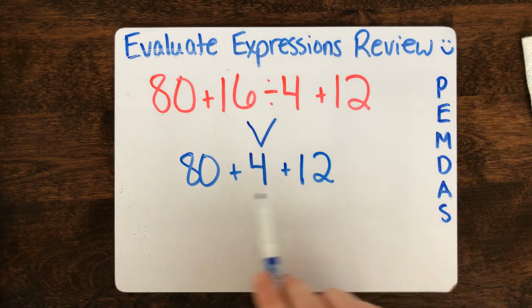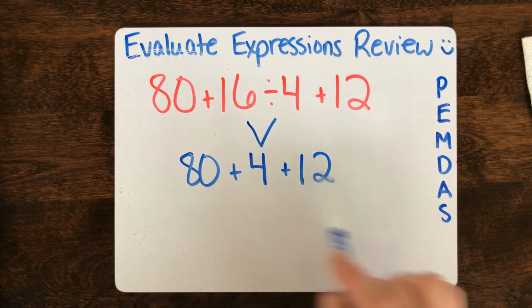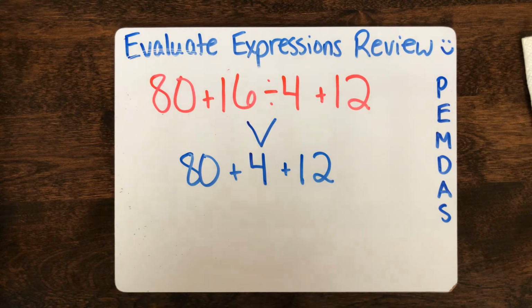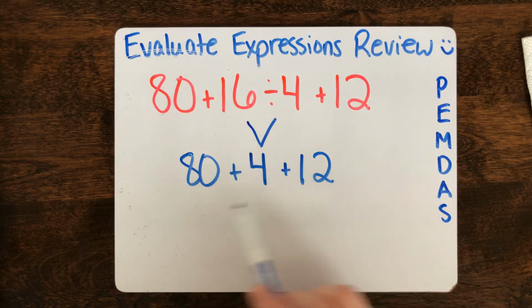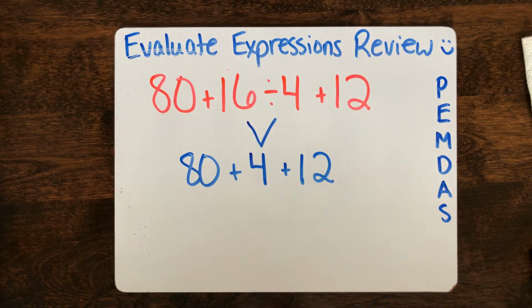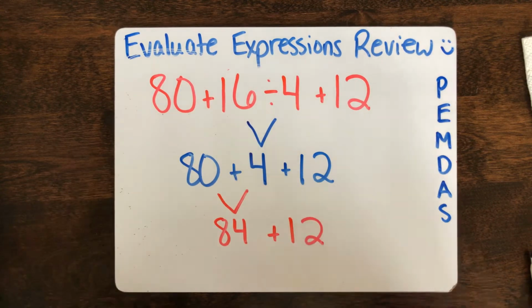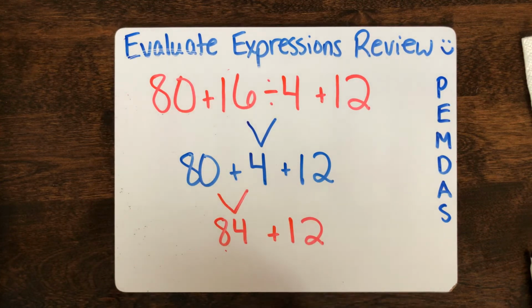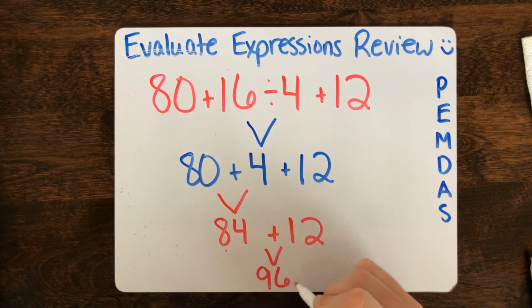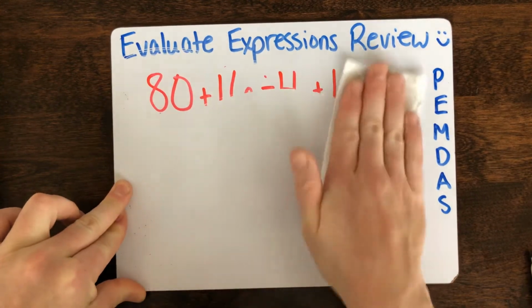Now we only have addition. We also know a certain property that no matter how we add, if it's all addition, we get the same answer, which is called the commutative property. But also, when we just have addition, we can go left to right. So let's do 80 plus 4, and we get 84. Bring down 12. 84 plus 12 is, well, 84 plus 10 is 94, plus 2 more is 96. And that's our answer for problem number 2. Let's look at the next problem.